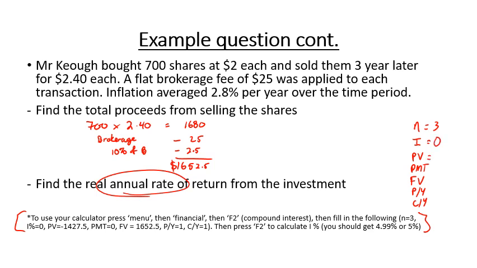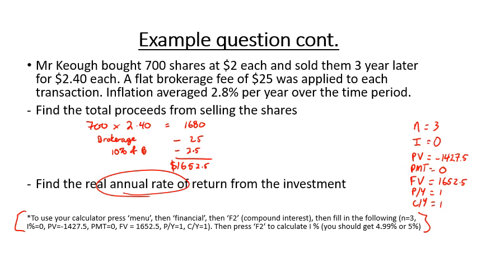My PV. Now, my PV has to be a minus number, and that's the number that I initially started with. That was my initial cost. So that's 1,427.5. My PMT is going to just be 0. My final value is going to be my total proceeds from selling the shares, which I've just calculated. So 1652.5. PY is just going to be 1. CY is also going to be 1.